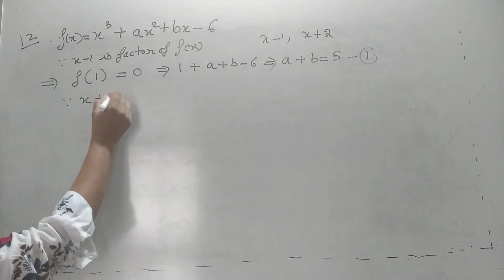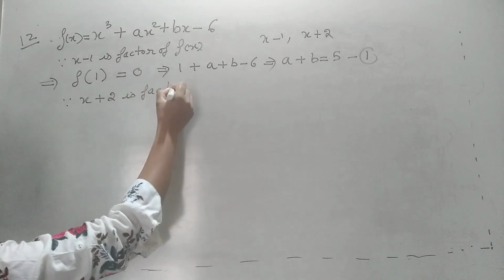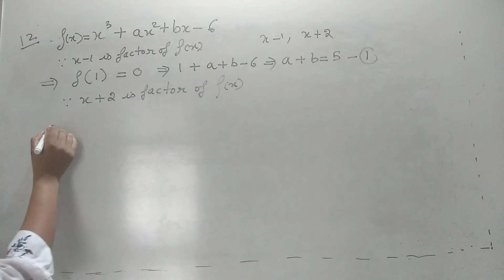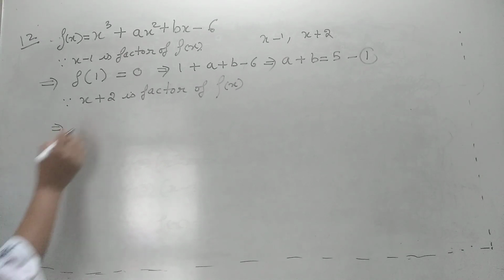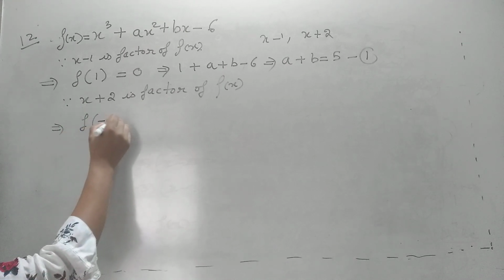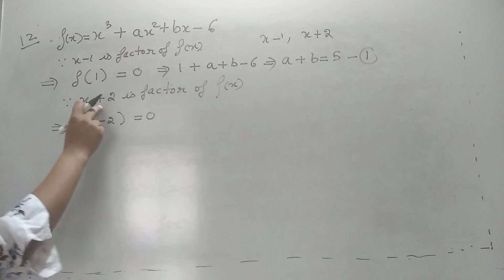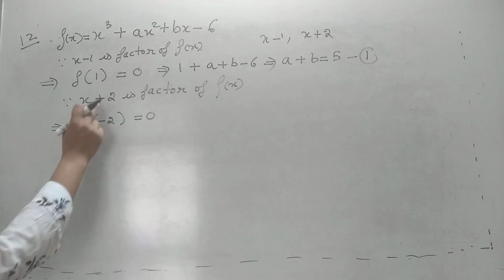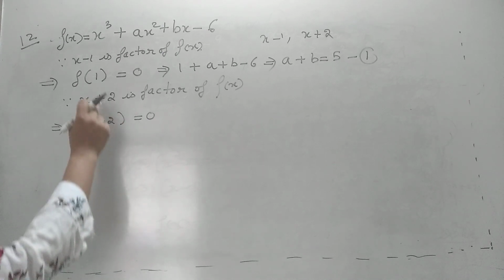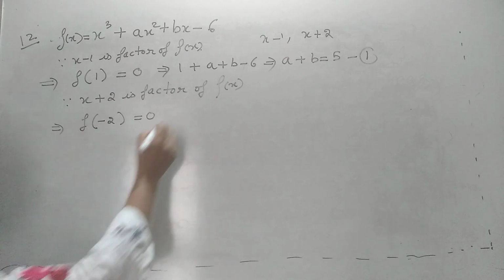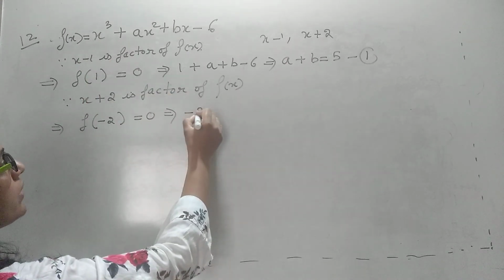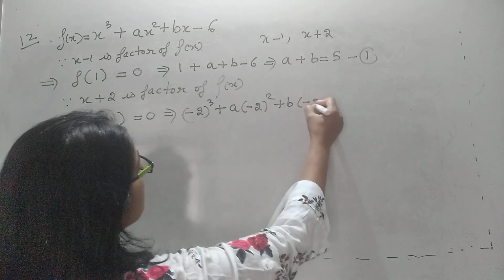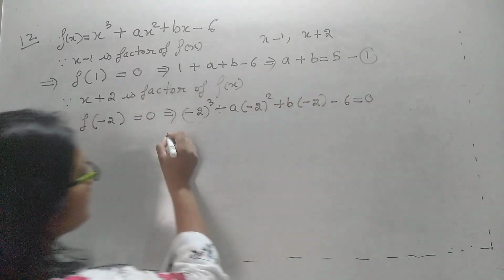Similarly, it is given that x plus 2 is a factor of fx. If x plus 2 is a factor of fx, then what does that imply by factor theorem? By factor theorem, f of minus 2 is 0. If x minus alpha is a factor of fx, that means f of alpha is equal to 0. Here we have x plus 2, so which number will come here? Put this equal to 0. X is minus 2. That means in place of x, you have to write minus 2.